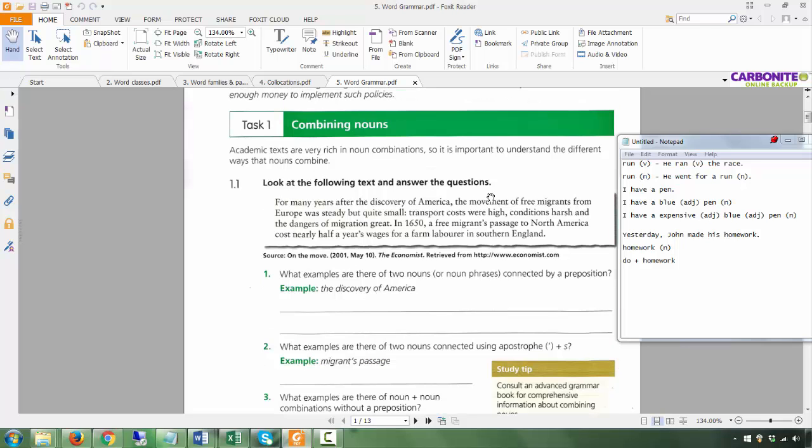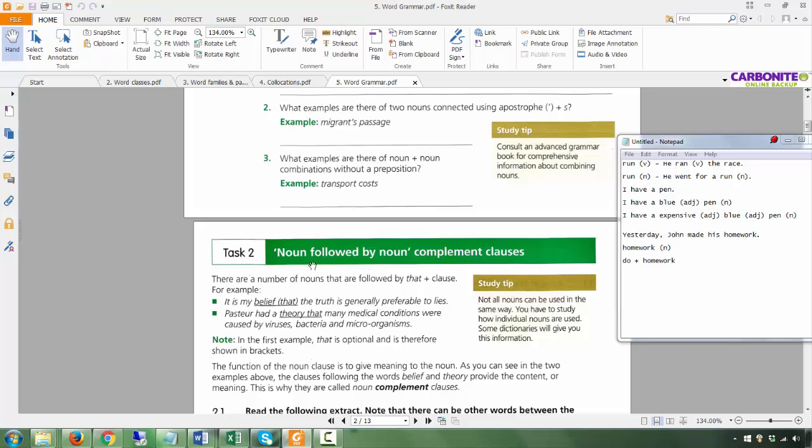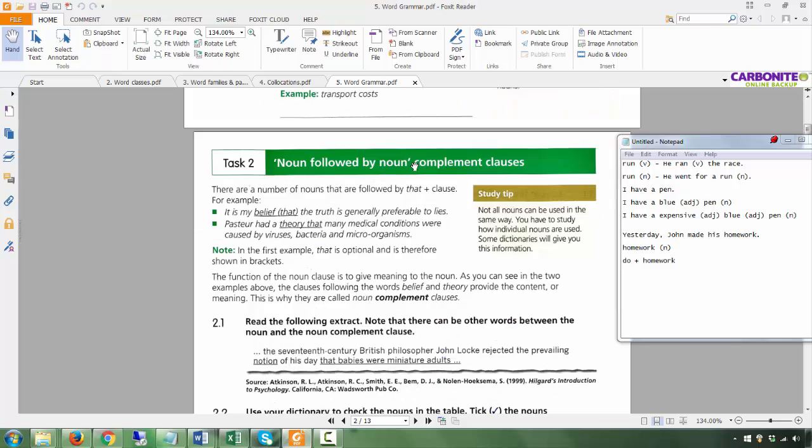Let's go through this and then answer the questions. Now, this is a noun followed by noun complement clause, okay? This is a very complex name, but what it means is that certain nouns are followed by a that plus a clause. A clause is a subject and a verb. All right, certain nouns. We're talking about nouns. First, we're going through nouns, and after that, we are going to go through adjectives, then verbs at the end.